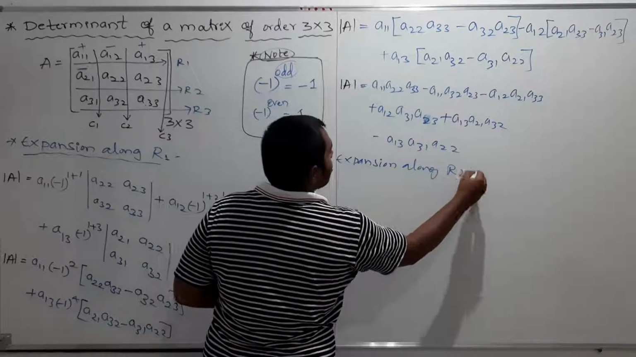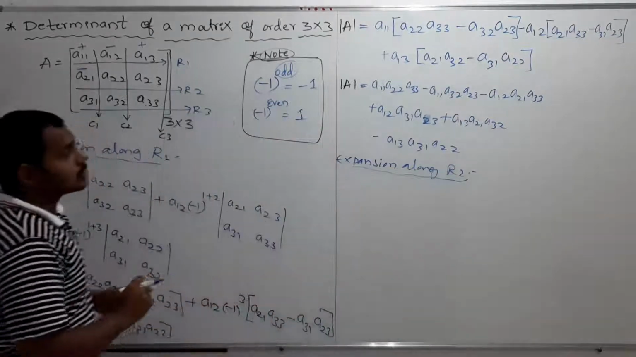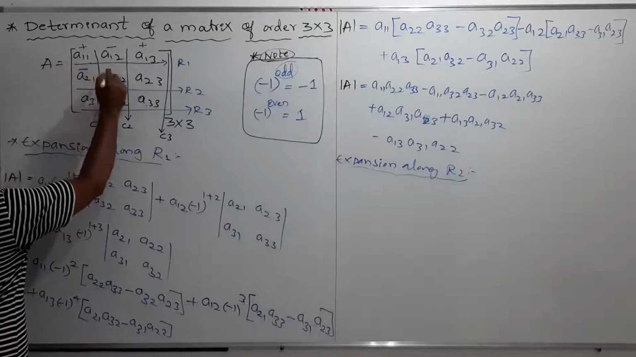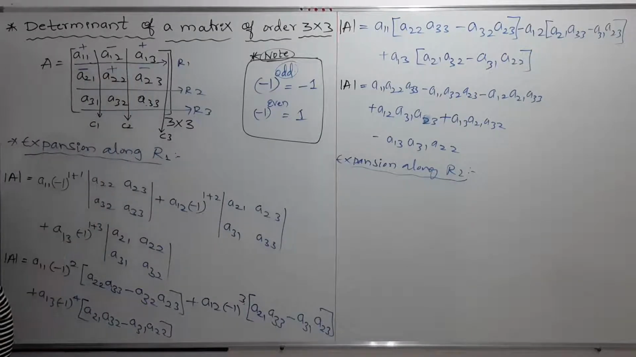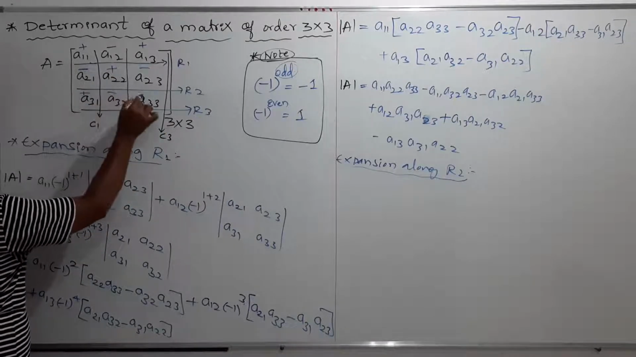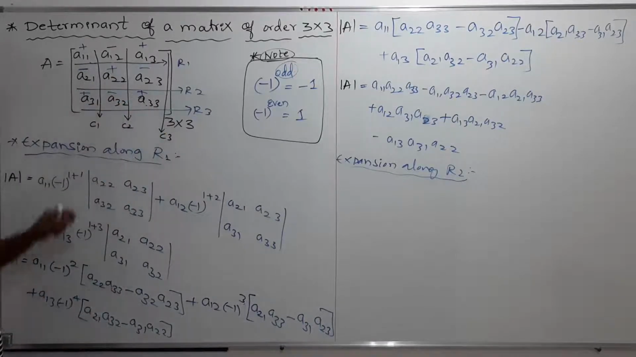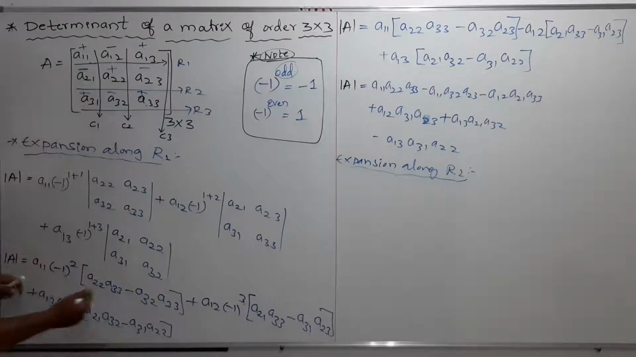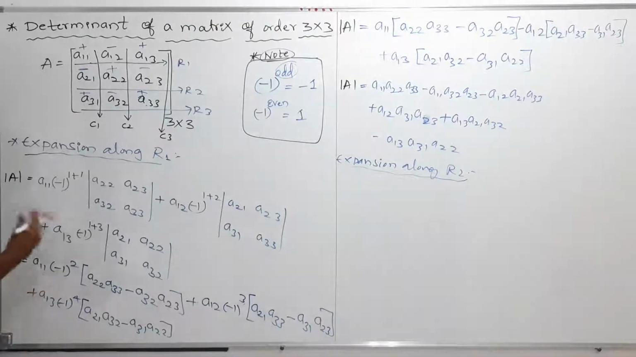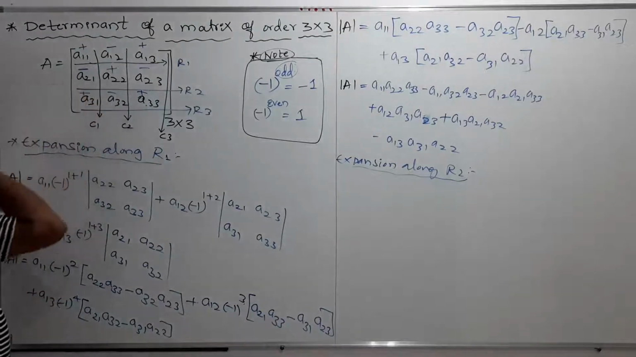expansion along row 2. So if you wanted to expand along row 2, what should you do, my dear students? You should take negative of this, positive of this, negative of this. If you wanted to calculate along row 3, positive, negative, positive. Clear? If you take the sign like this, then it is not necessary to calculate minus 1 to the power of whatever suffix is there. It's not necessary. So directly you should take the signs.